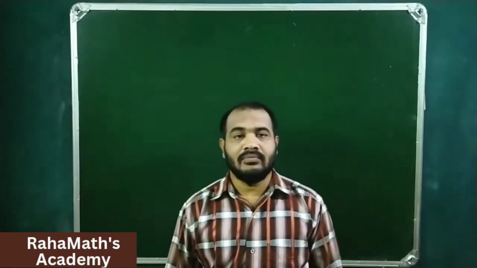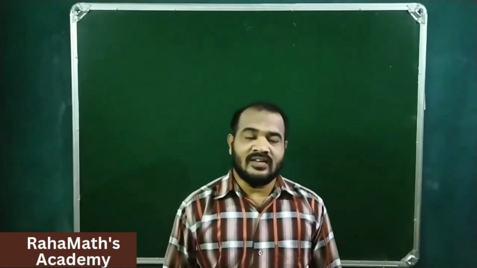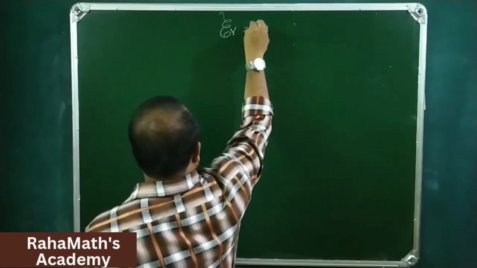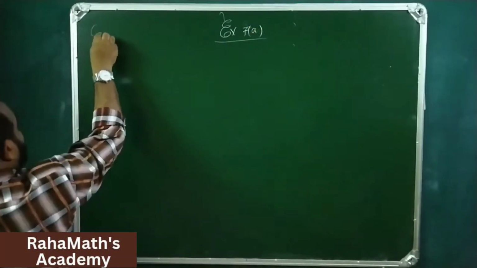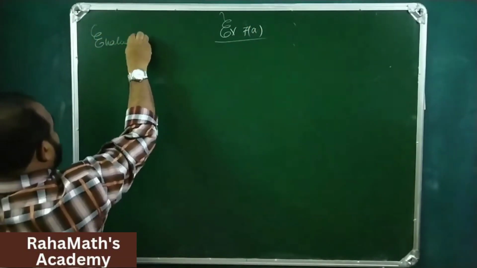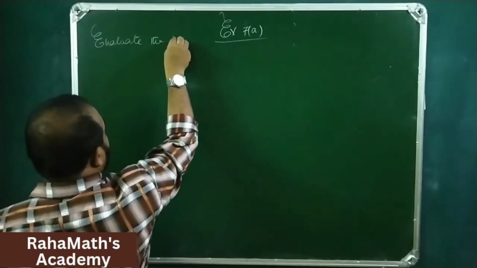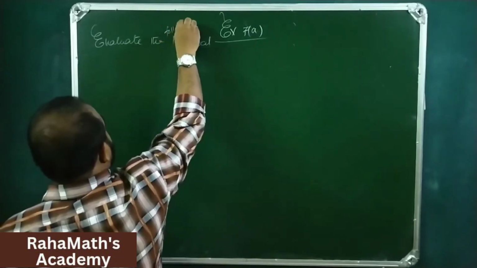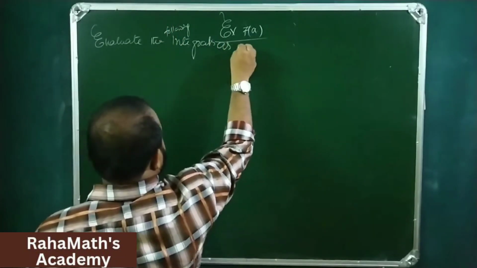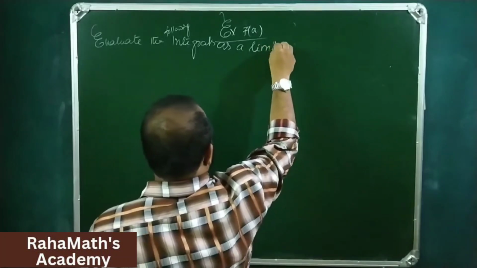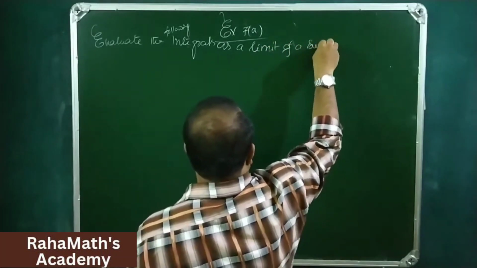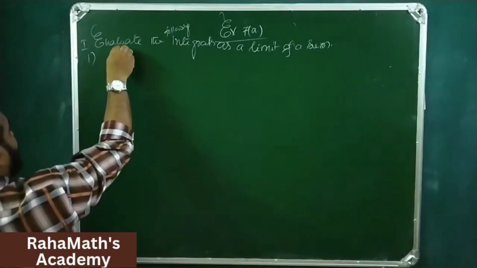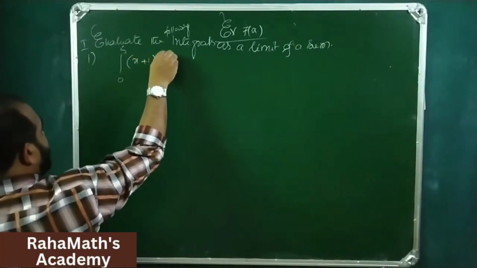Let us discuss the problems from the integral as a limit of a sum. Exercise 7a. Evaluate the following integrals as a limit of a sum. The first question is integral 0 to 5 of x plus 1 dx.